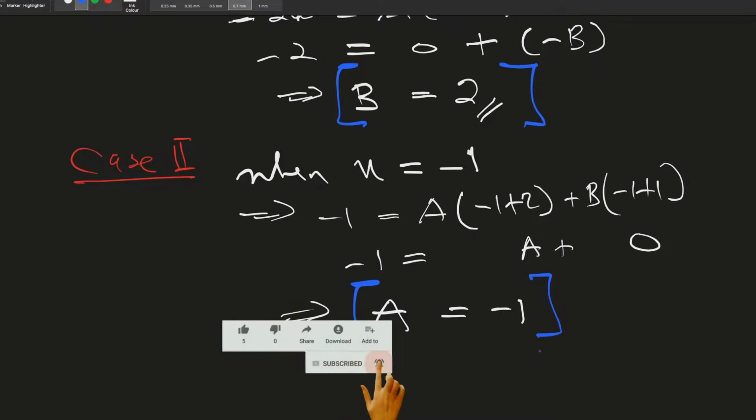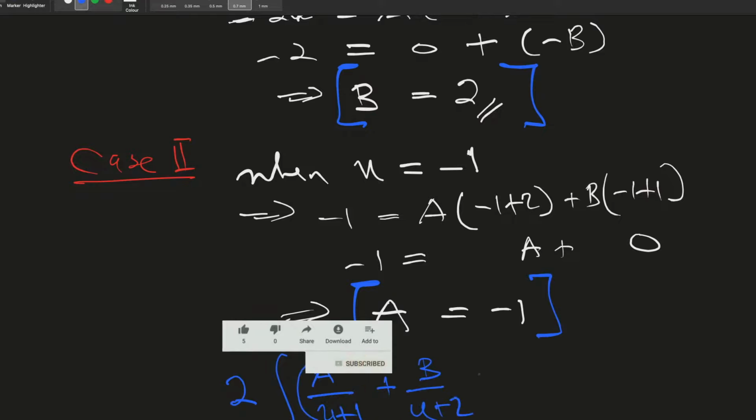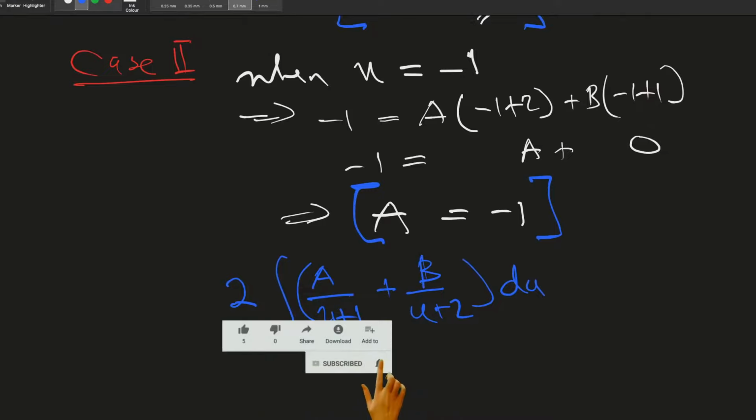We should bear in mind that our integration, as we did the partial fraction, was 2 times the integral of A over (u + 1) plus B over (u + 2), all in brackets, du. So this is the integration in question. But we know the respective values of A and B. So we're going to substitute back into the integration: A equals -1 and B is equal to 2.